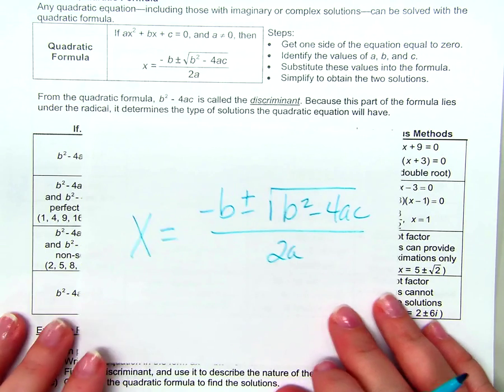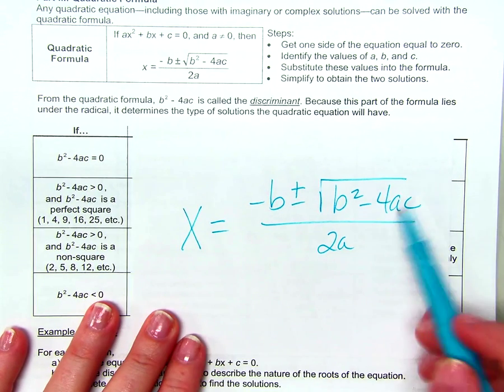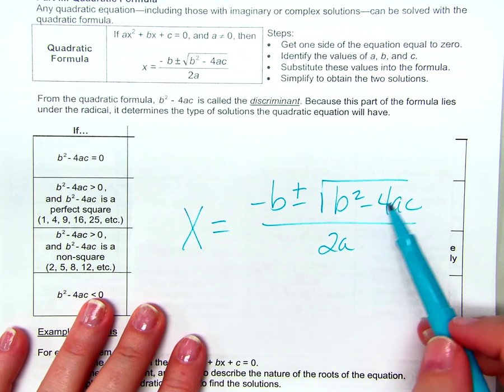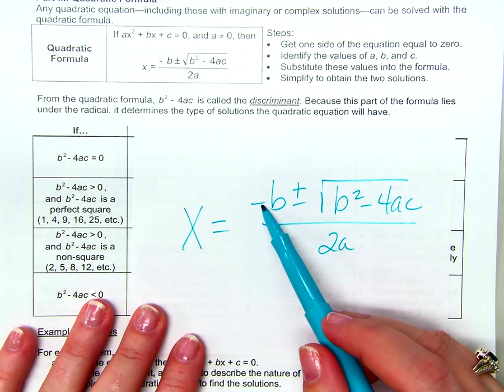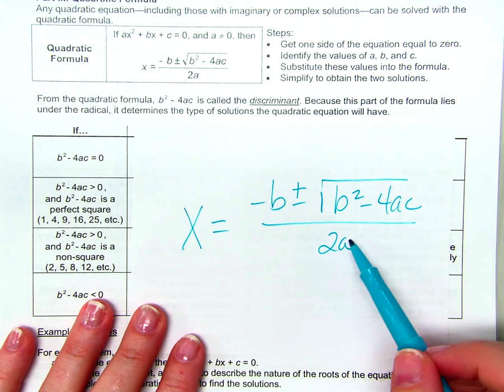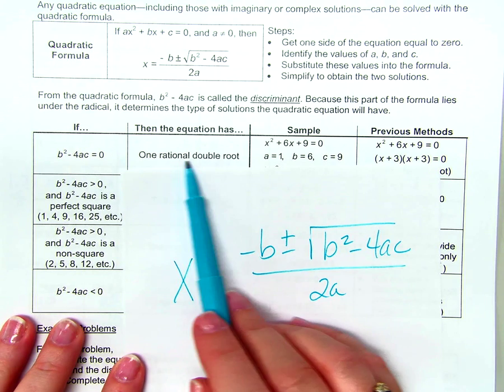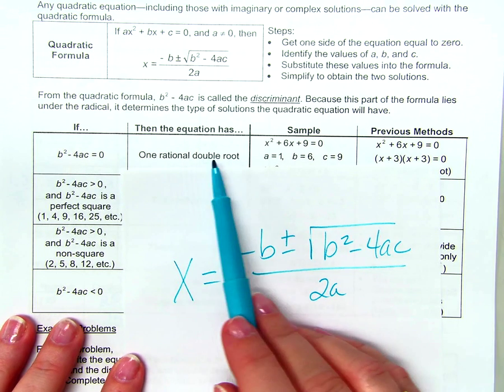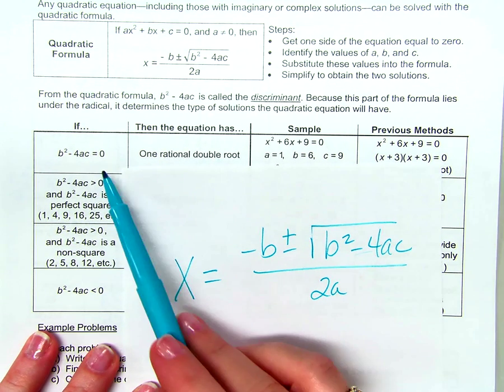Okay, here's the quadratic formula. If I find the discriminant is 0, what's happening with my answer? What's the square root of 0? 0, so I just end up with negative b over 2a, don't I? How many solutions is that? That's only one solution, isn't it? So that means it is a double root. It's a rational double root. I'm going to get a number that's a double root when the discriminant equals 0.